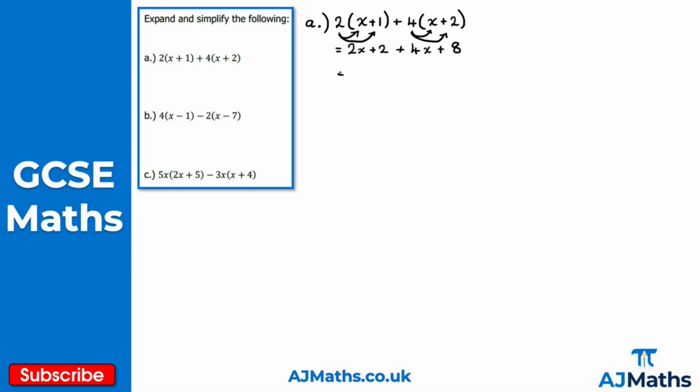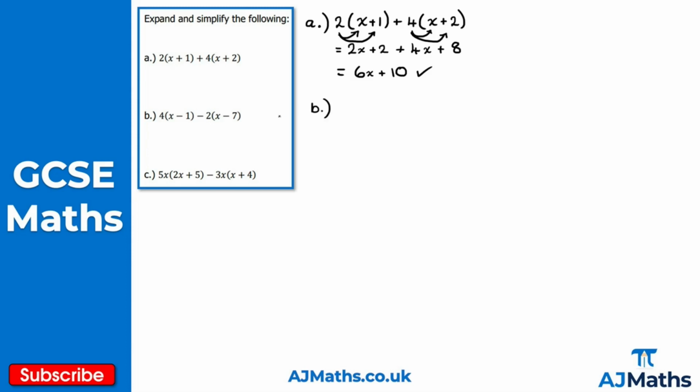So now all we need to do here is just collect like terms. So 2x plus 4x, that would give us 6x. And then we've got 2 plus 8, and that would give us plus 10 there. Okay, so for A, we get 6x plus 10. That's our solution to A.